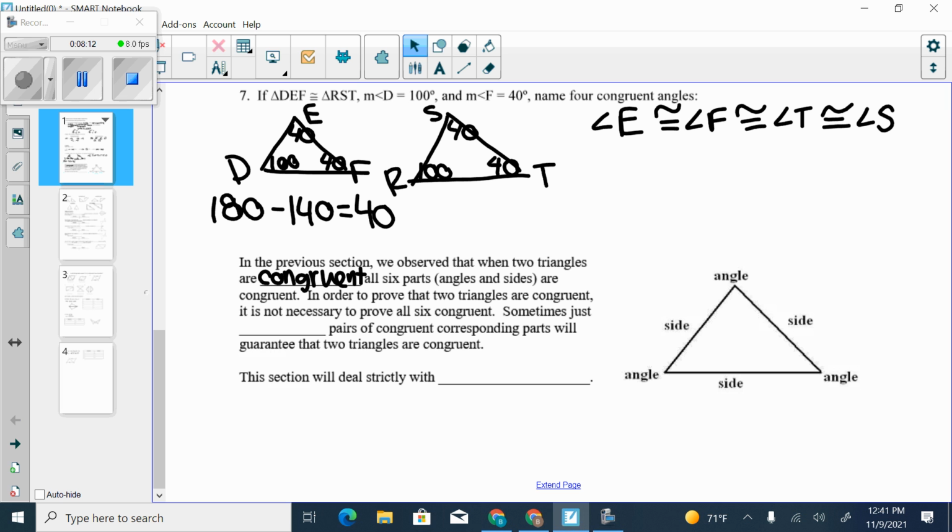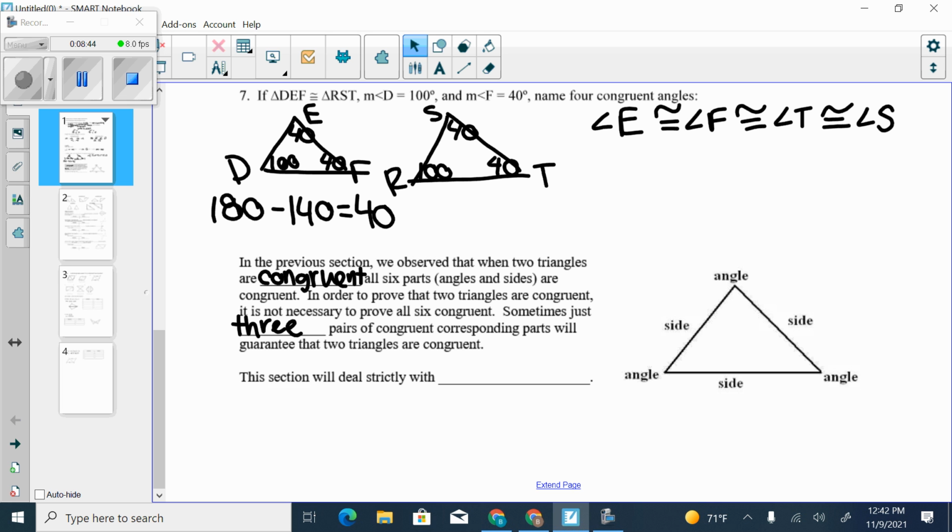So in order to prove that 2 triangles are congruent, we don't have to know all of the sides or all of the angles, right? Our postulate said that if we knew 3 certain things, then we were able to tell that the entire triangle was congruent, right? So sometimes we just need 3 pairs of congruent corresponding parts to guarantee that your 2 triangles are congruent.